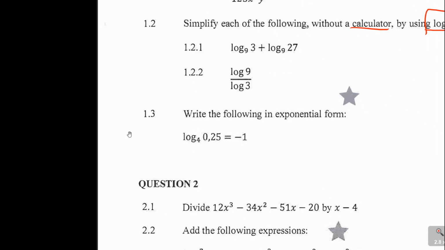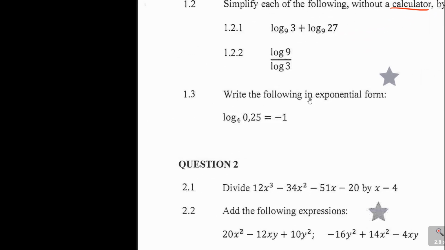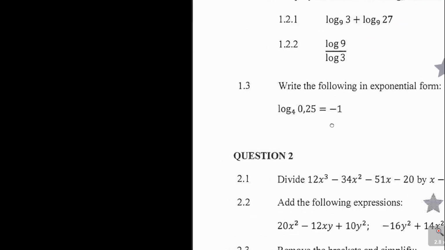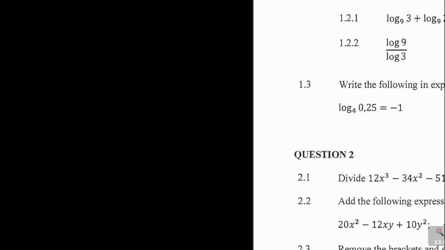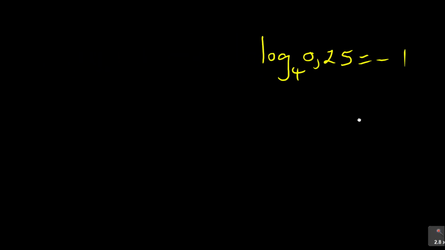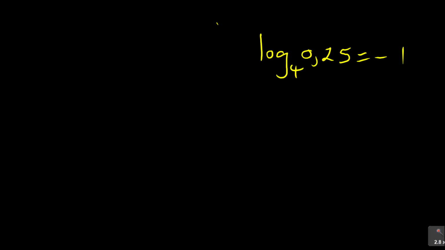And the question here is question 1.3. It says write the following in exponential form. Look at this. I'm just going to do this one quickly. You are given log in base 4 of 0.25 is equal to -1. What I want to show you here is when you are given this, log in base a of m is equal to b. Let's use that.